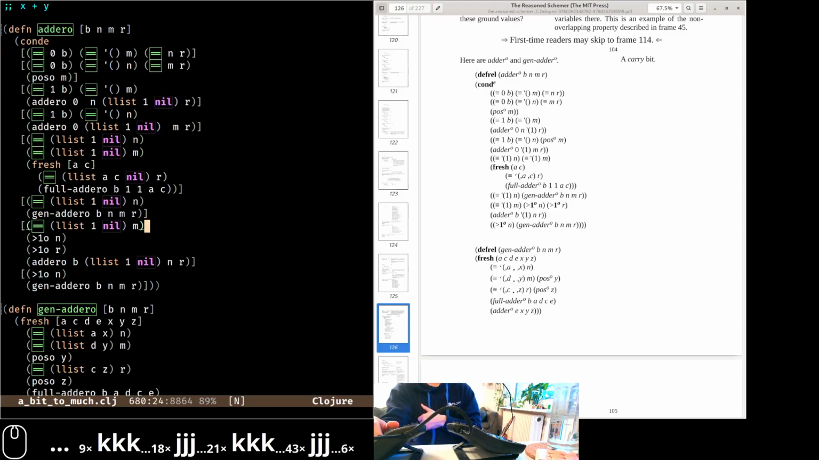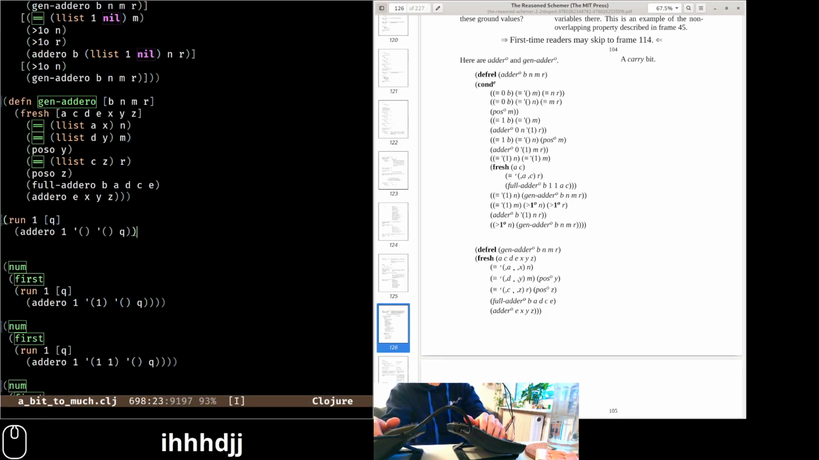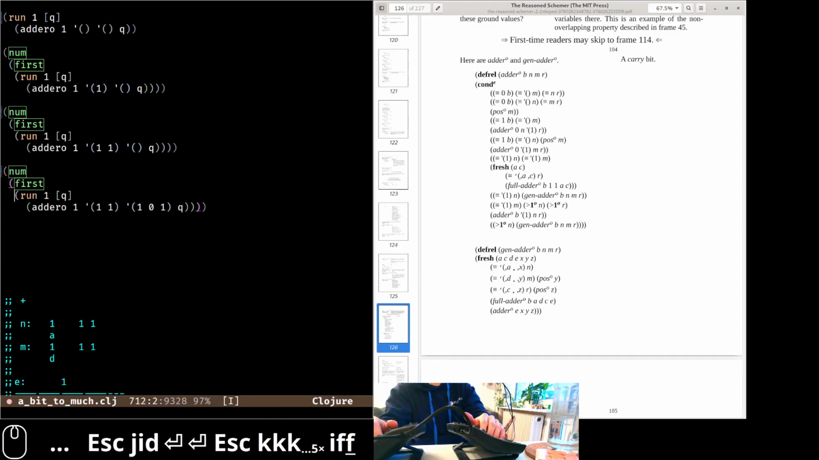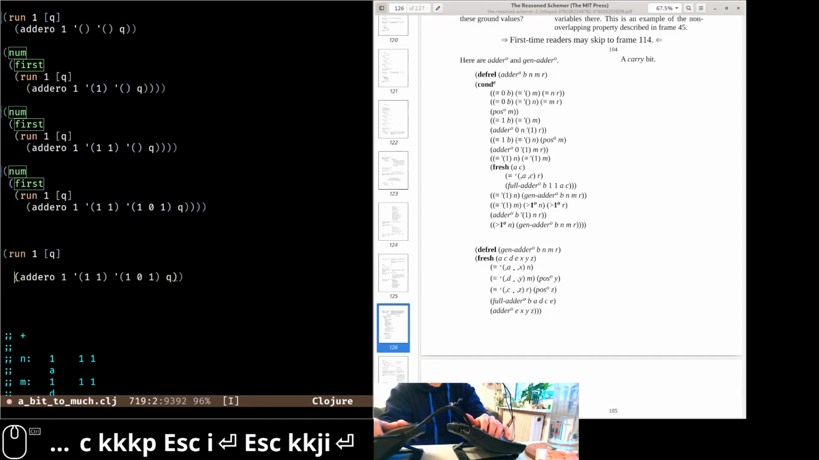Okay. Yeah, it's a logic engine. It's a logic relational arithmetic. This is crazy. Wait one sec. Yeah, this is really cool.